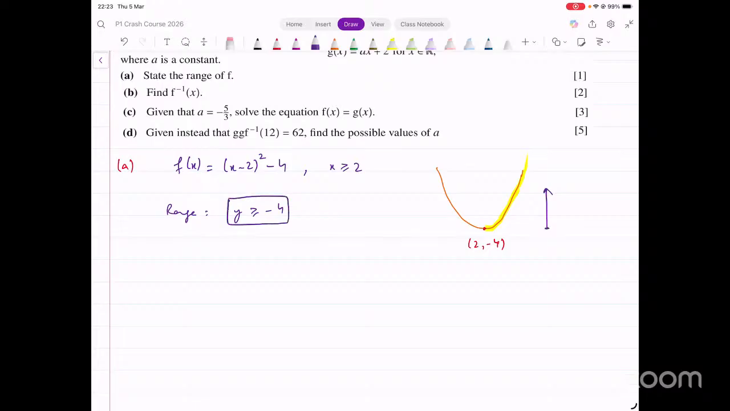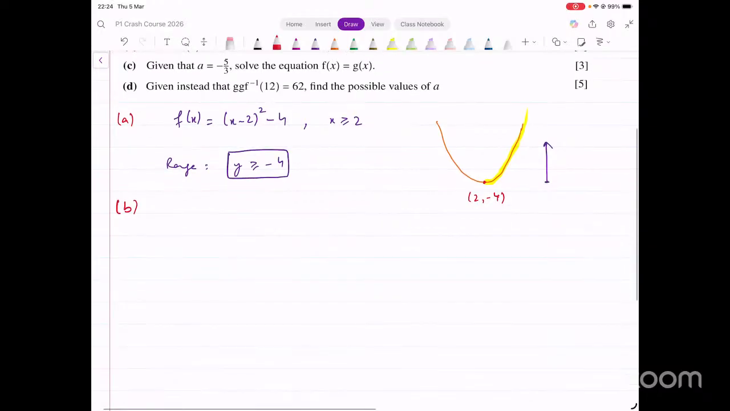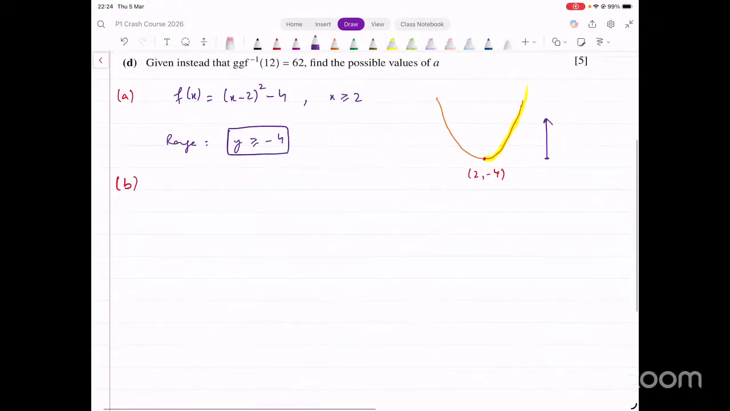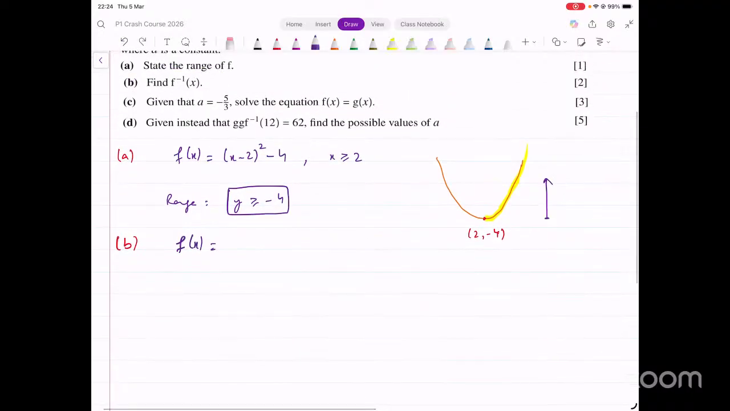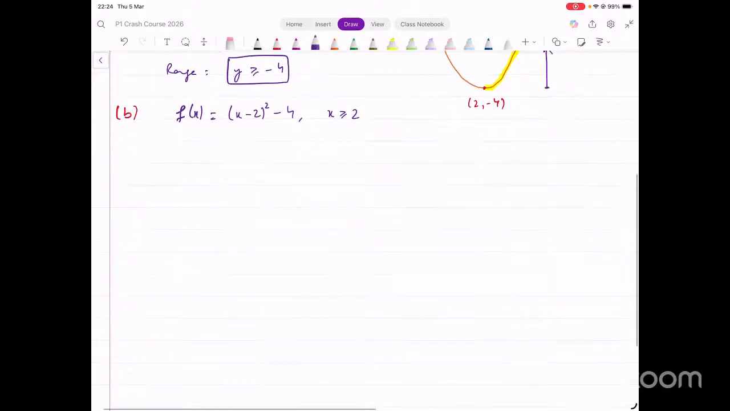So that was pretty straightforward, first part. Second part, again, standard f inverse. How do you find f inverse of a quadratic function? Let's do that. In the second part, they say find f inverse of x. F of x equals x minus 2 whole squared minus 4. The domain of the function is x greater than or equal to 2. Yeah, so it's not that difficult, right? It's not that difficult. Okay, let's try this.